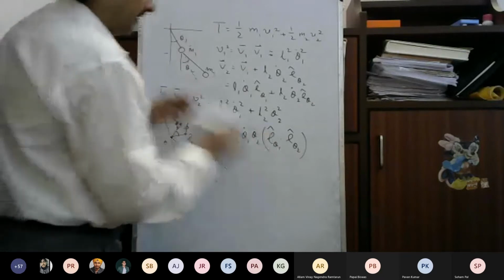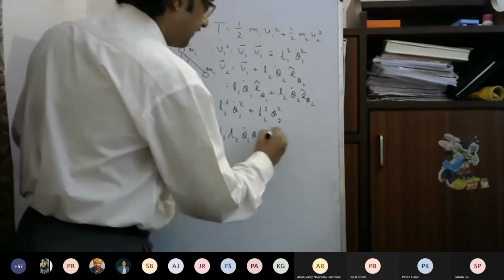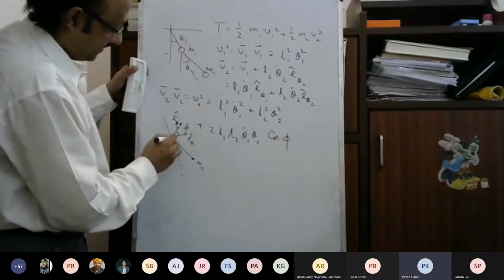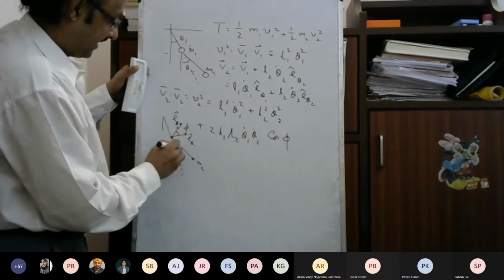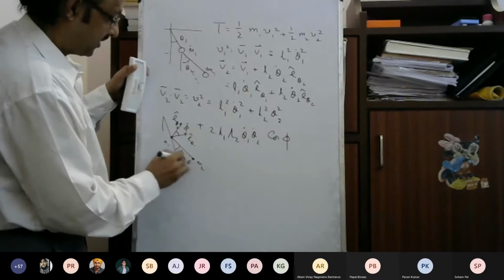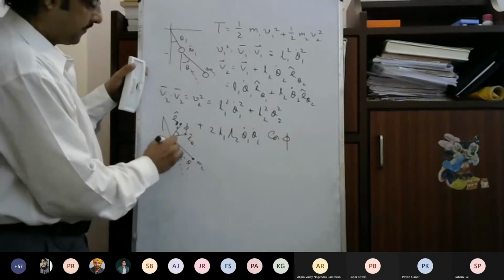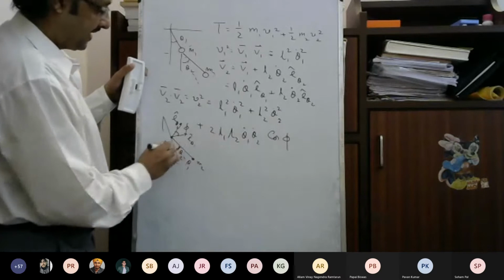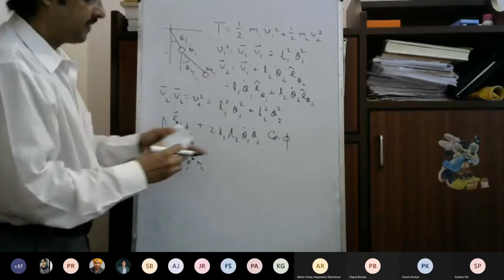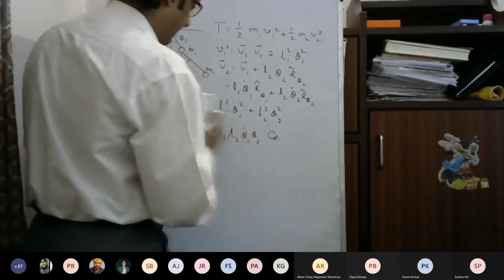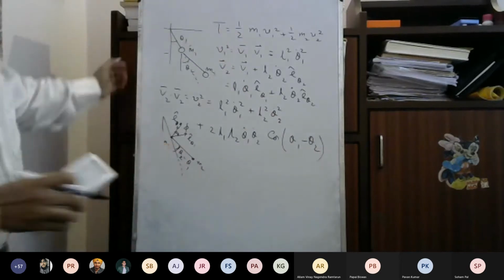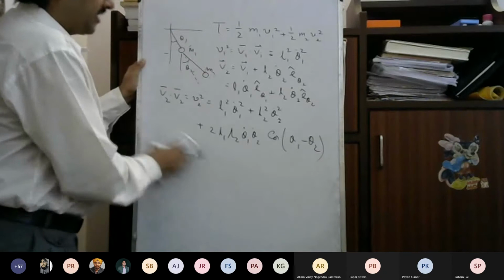So E theta1 dot E theta2 is nothing but cosine phi. And what is phi? This angle is actually theta1 minus theta2, or theta2 minus theta1. This angle must be equal to that angle, because this is 90 degrees to this line and that is 90 degrees to the other line. So therefore cosine phi is nothing but cosine of theta1 minus theta2. Okay, a very simple vector result will give you this expression.